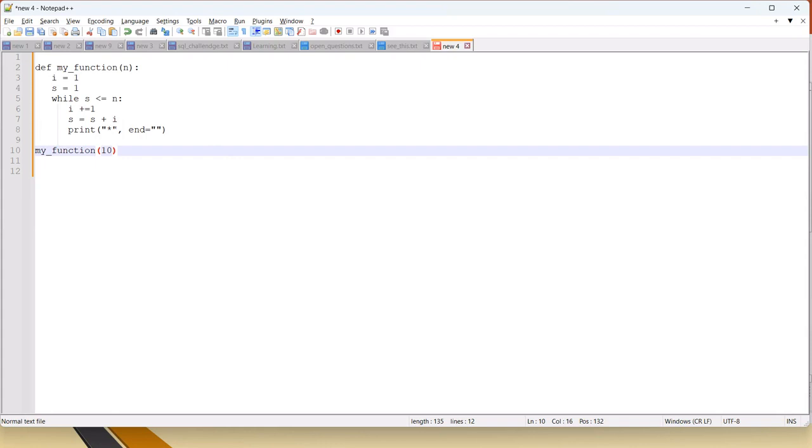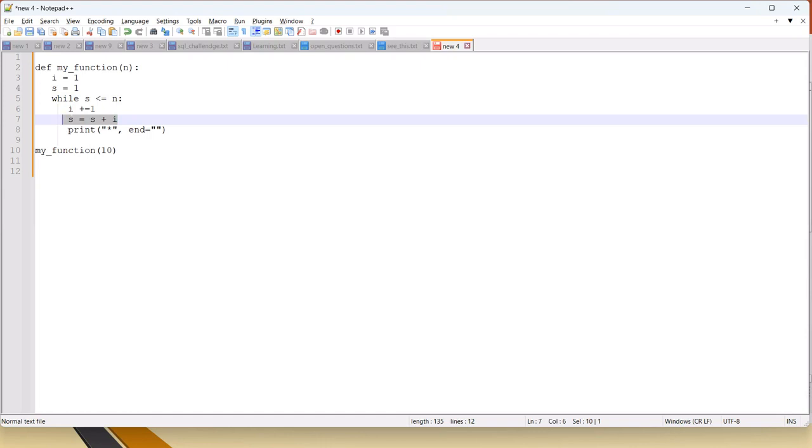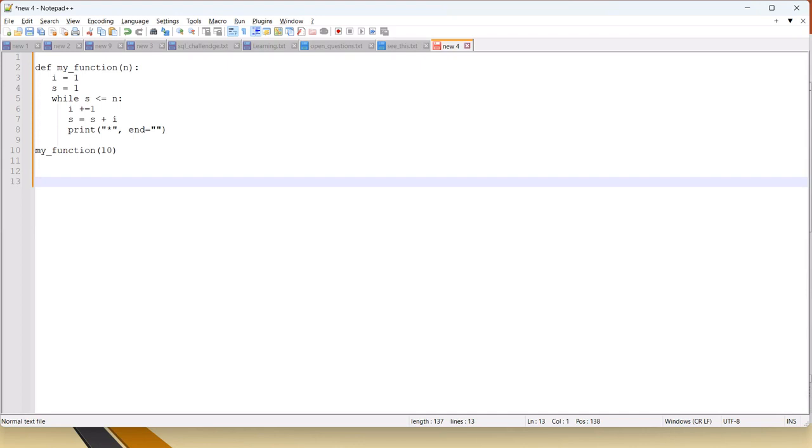Then let's consider the number of iterations that this loop will go through. As I said, the loop will stop when s is greater than n, and s is incremented by I plus 1, correct? I plus 1 means the next iteration, because I is equal to I plus 1 and s is equal to s plus I. So when you note down how the iterations are happening, for each iteration it will go on like this based on the I value, until s is greater than n.